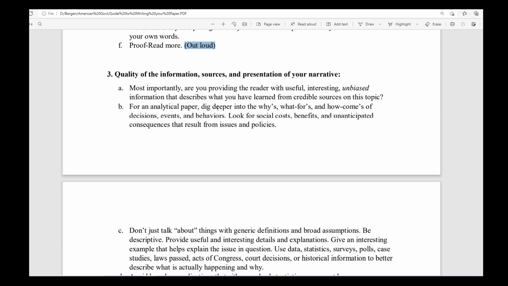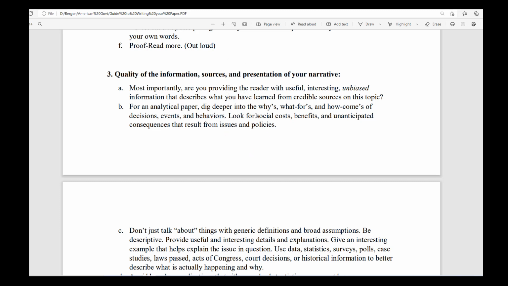You want to dig a little bit deeper into this type of assignment. Don't just keep repeating the same old thing with different data, saying, yeah, this is a problem, this is a problem, this is a problem. Okay, we know it's a problem because that's why you're selecting that topic. So what you want to do is dig deeper. Why is it a problem? What's going on? What for? How come? What are some of the decisions that have been made? What are some of the events that describe why it's a problem? What are human behaviors that contribute to this problem?